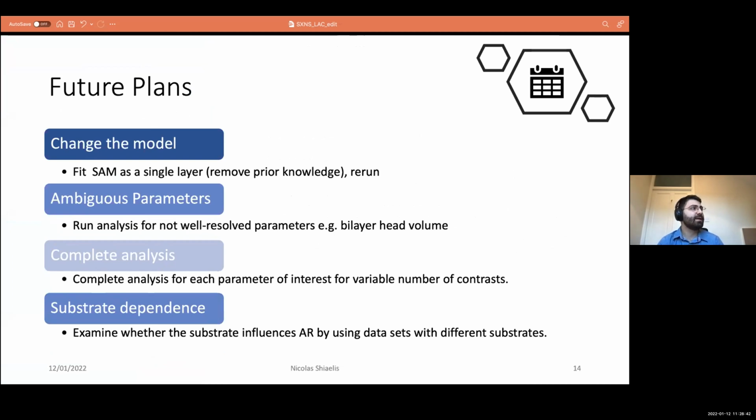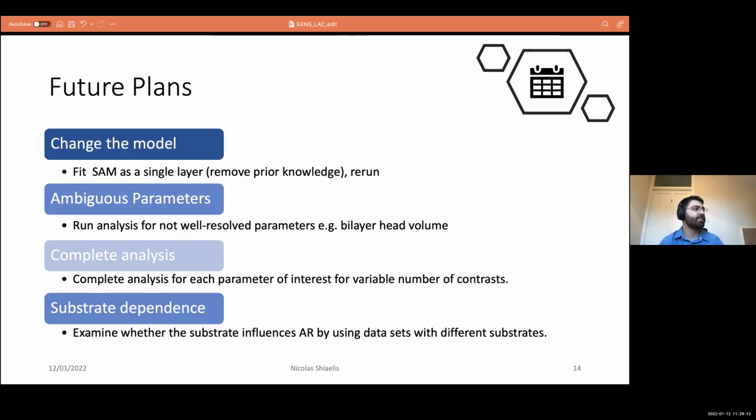So for future plans, we intend to change the model, remove some prior knowledge, and rerun the analysis and see how it comes along, and start working with more ambiguous parameters. The assumption here is that they're going to have worse analytical resolution. An example of this parameter is the bilayer head volume. And we need to complete the analysis for what we've started, for example, the interlayer thickness and so on.